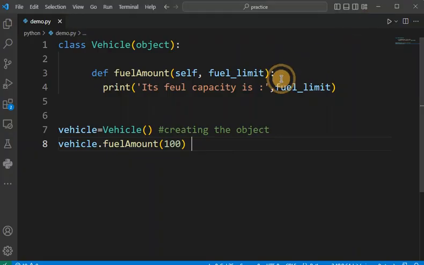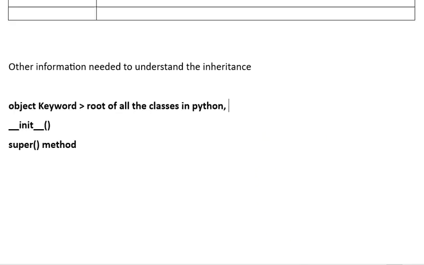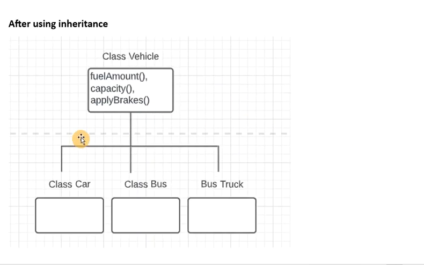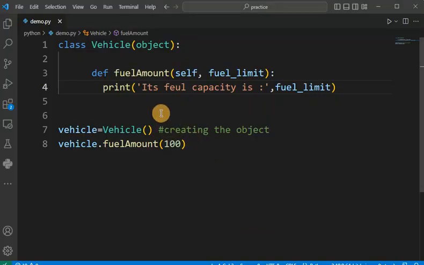Now we are going to understand the concept of inheritance. In the previous episode 19, I showed you this example, and we are going to take it here in a practical way. You can see in the diagram we have the parent class, Vehicle, and this parent class is going to have the methods fuel amount, capacity, and apply brakes. These three methods I'm going to write inside the Vehicle class. The first one is already written there.